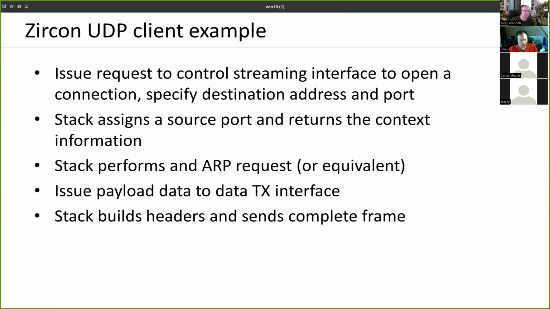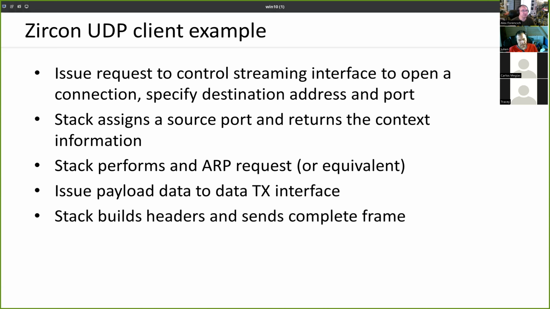And at some point, it likely has to perform an ARP request. So if it doesn't have the address yet when you try to send the packet, then it'll block on that port. If it does have the address, then it will go ahead and accept the packet and send it.